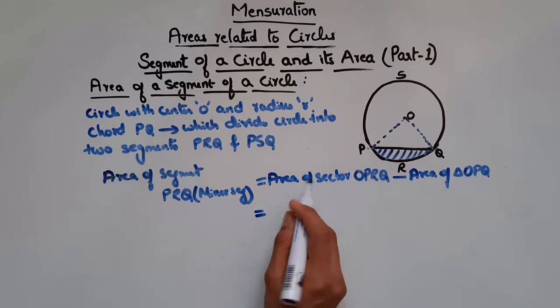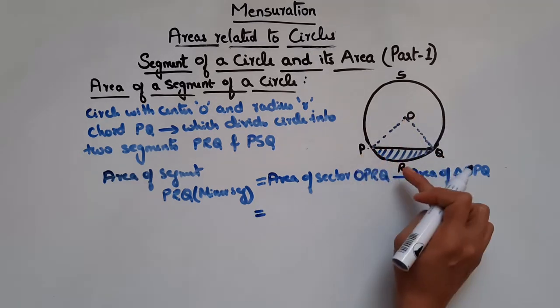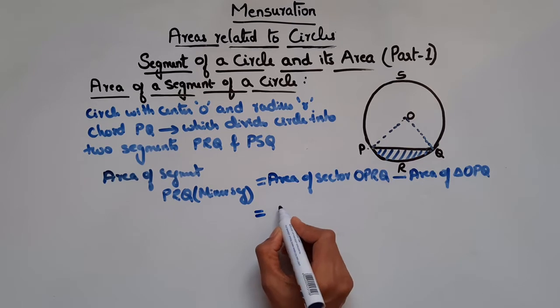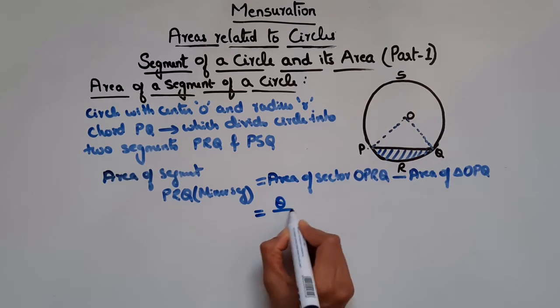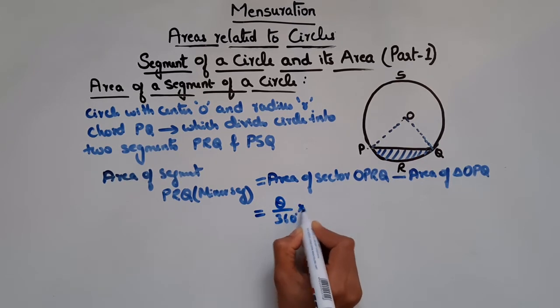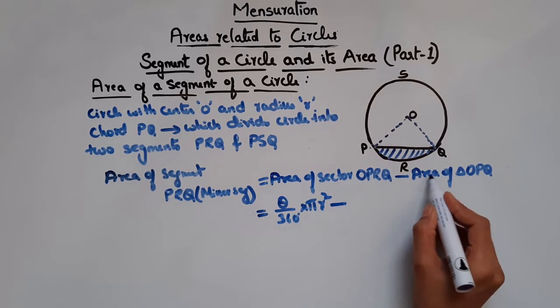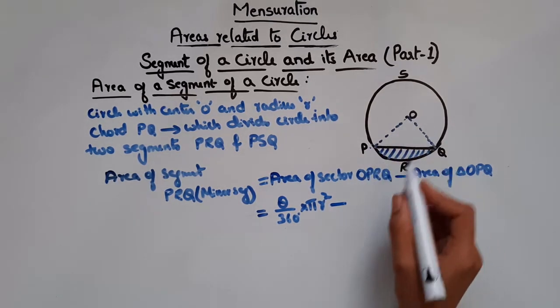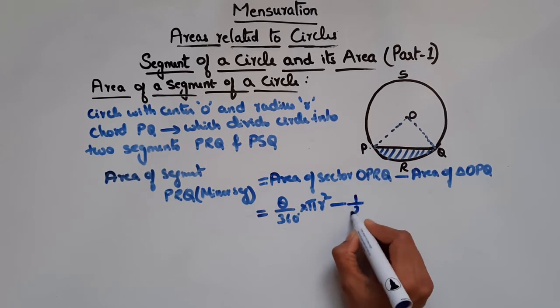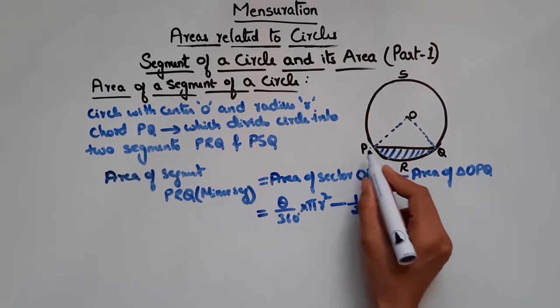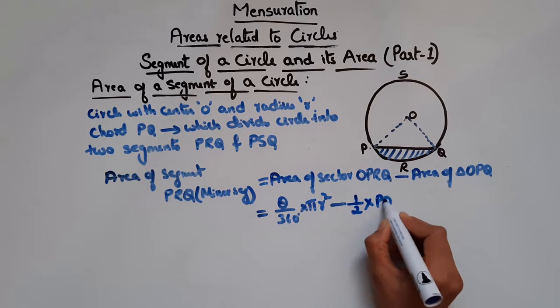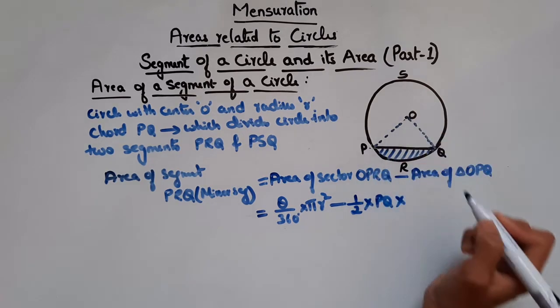Here, what is the area of the sector OPRQ? We know the area of the sector is given by theta by 360 degrees into pi r squared, right? Minus, what is the area of triangle OPQ? We know the area of the triangle is given by half into base into height. Here the base is PQ, into what is the height of this triangle?